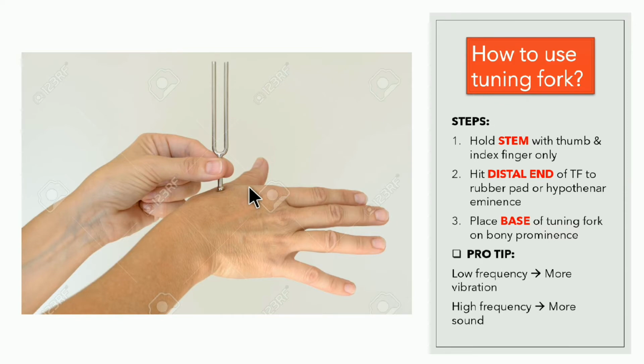Now what is the pro tip here? Lower the frequency of the tuning fork, more will be the vibrations. Okay, so a 128 hertz tuning fork will produce more vibrations. Higher the frequency of the tuning fork, more will be the sound. So if you use a 512 hertz tuning fork, it will produce more sound, but the vibration will be less. So it is an inverse relationship. Okay, now let us look at the video of how to use the tuning fork.